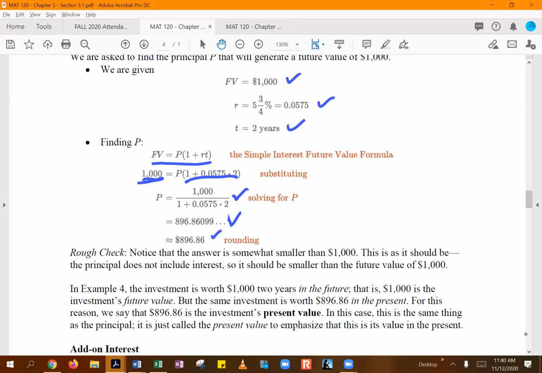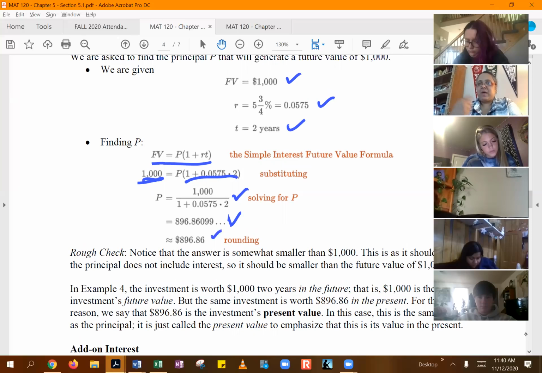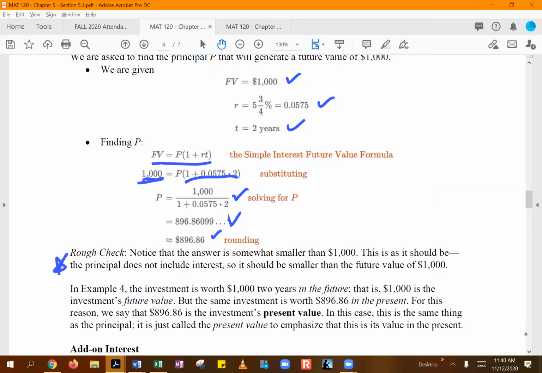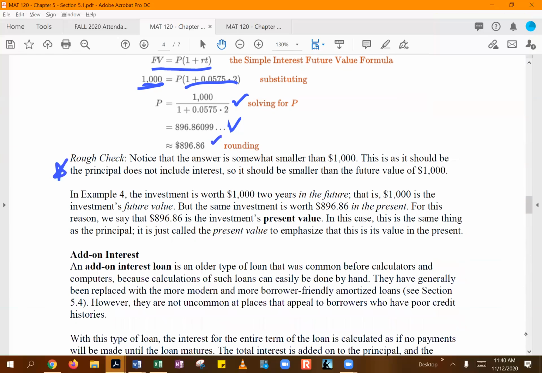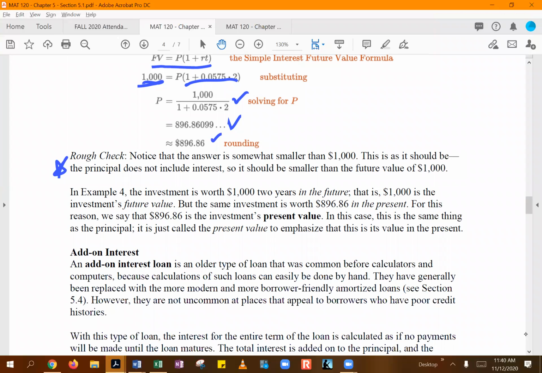And in this example, since you are calculating backwards, right, you're finding the present value, that number has to be smaller than your future value. So future value is always going to be larger than the present value because you're adding interest to that. But when you're calculating backwards, the present value will be smaller than the future value. So that's just kind of what they are talking about here.